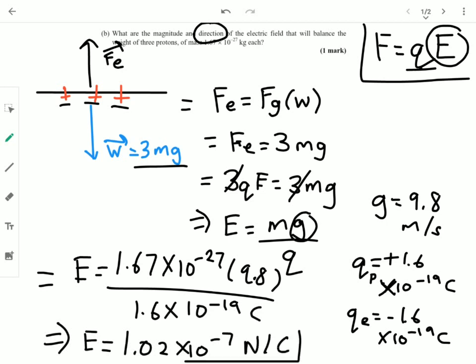Why did I choose 3 significant figures? Because in the given, the lowest number of significant figures is 3. We've answered one part, which is the magnitude. What's the direction? Well, given that the force is upwards, right?